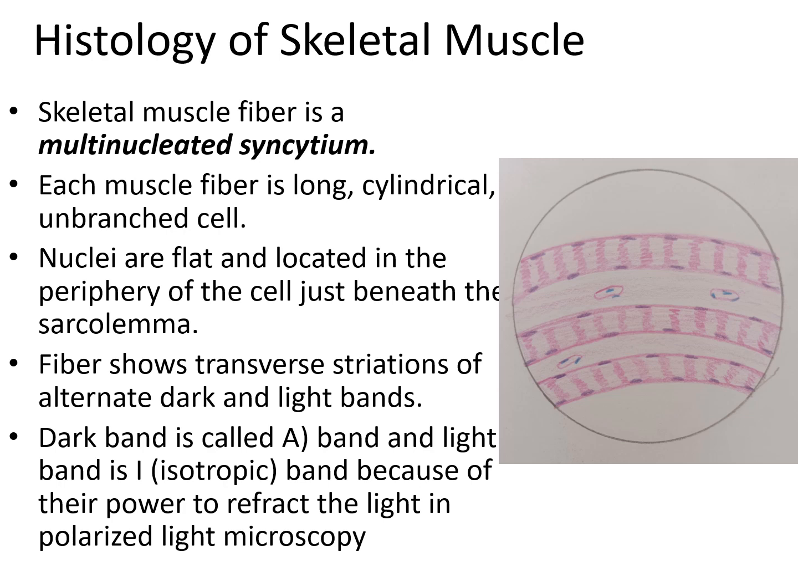Then the sarcoplasm will show alternate dark bands and light bands. So we can see cross striations in the skeletal muscle. The dark bands are known as A band and the light bands are known as I band. A stands for anisotropic, means the light rays can't pass through it, and I stands for isotropic because the I band has the power to refract the light in polarized light microscopy.